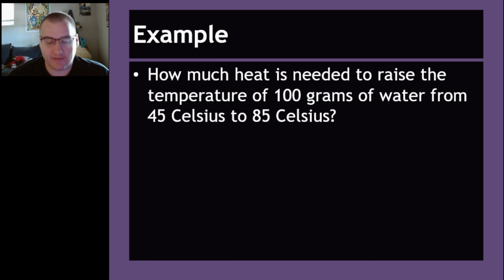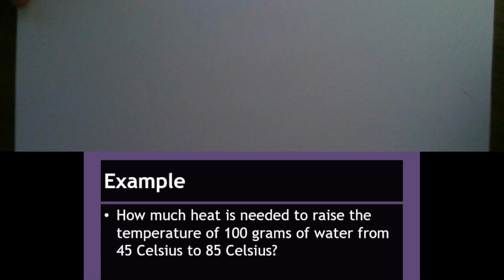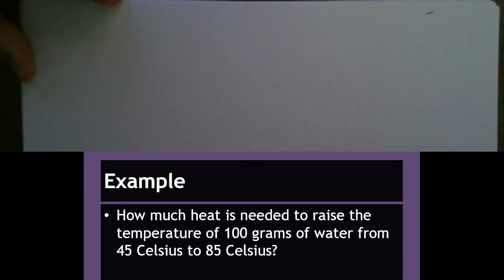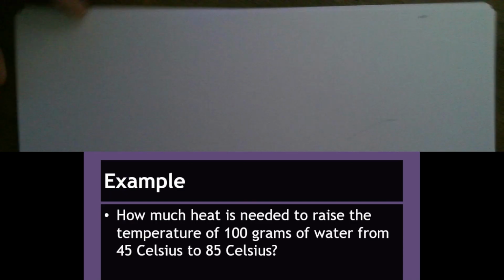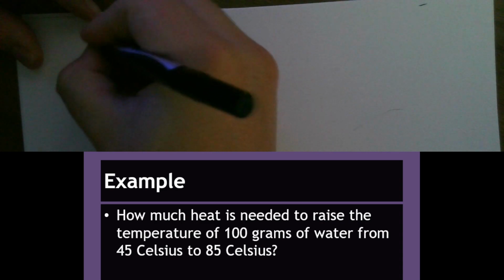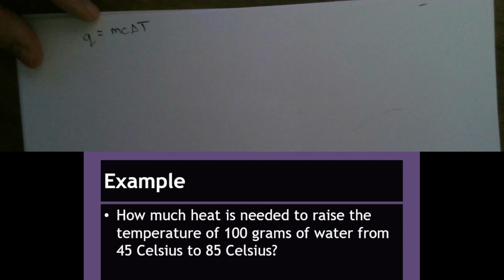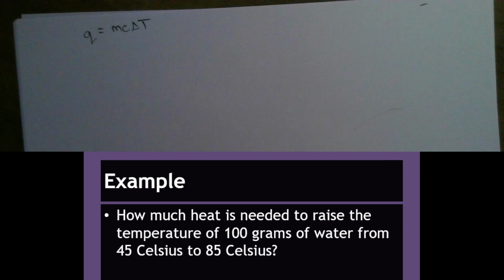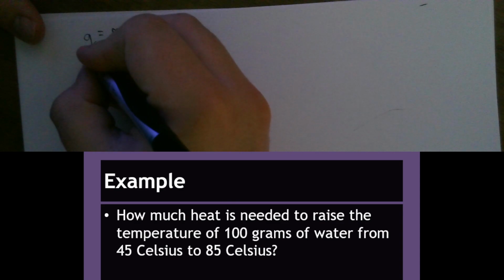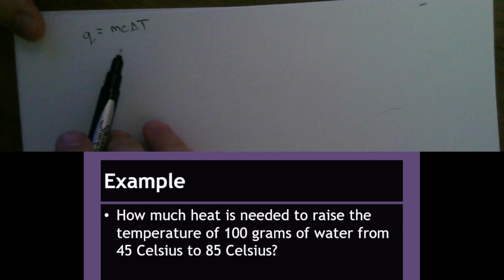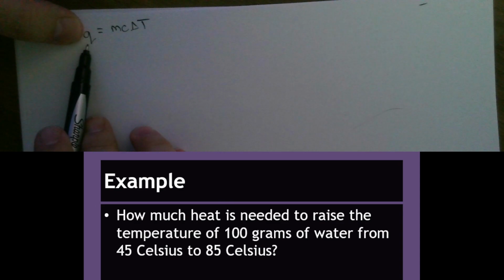Okay, so let's look at this example here. How much heat is needed to raise the temperature of 100 grams of water from 45 Celsius to 85 Celsius? Okay, so I'm dealing with heat and changing temperature. To me, that screams I need this new formula. Q equals mcΔT. That's the easiest way to remember it. MCAT. Q is my heat. The question is saying how much heat is needed.